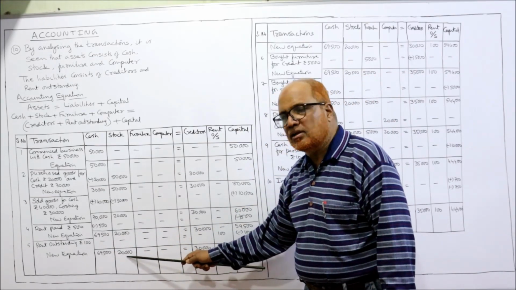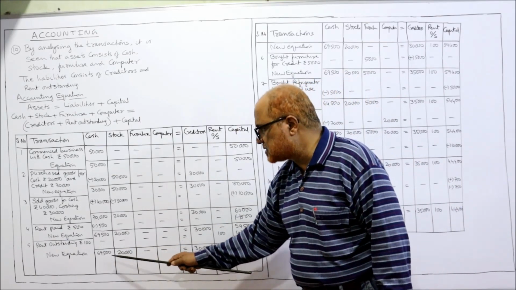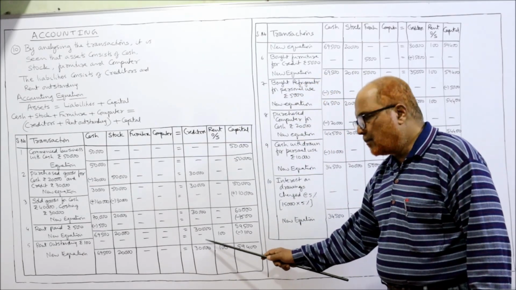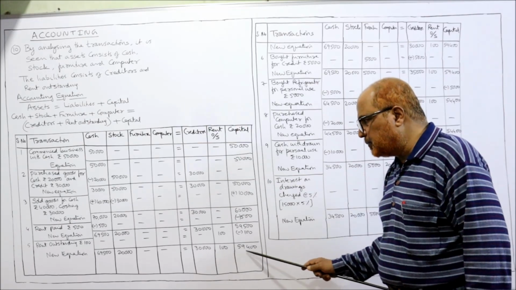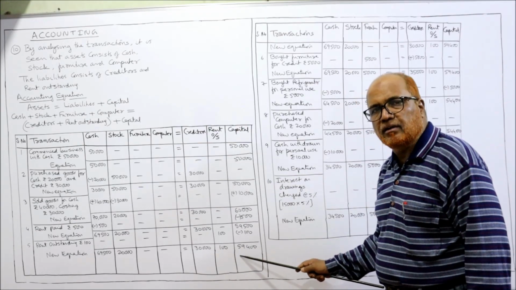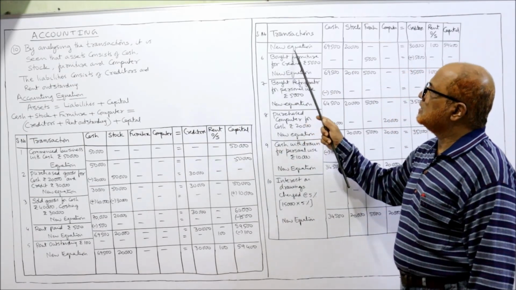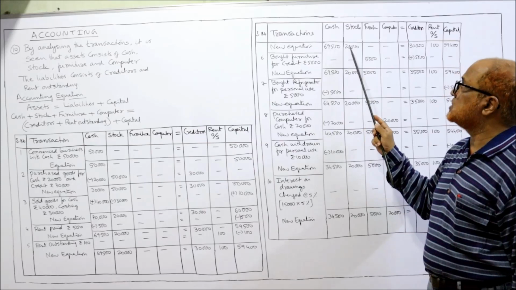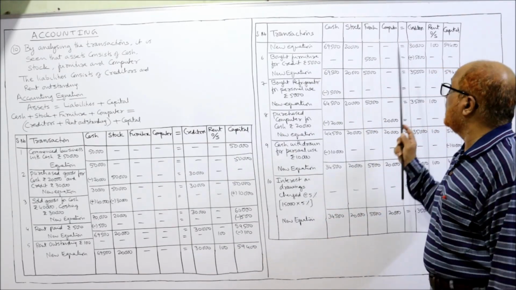So equation, 69,500 same, no change. 20,000, no change. Dash, dash. So 69,500 plus 20,000, 89,500. Here also 30,000 plus 100 plus 59,400. If you add up these three, you will get 89,500. That's all, equation satisfied. Next comes the equation same. 69,500, 20,000. Here also 30,000, 100 and 59,400.